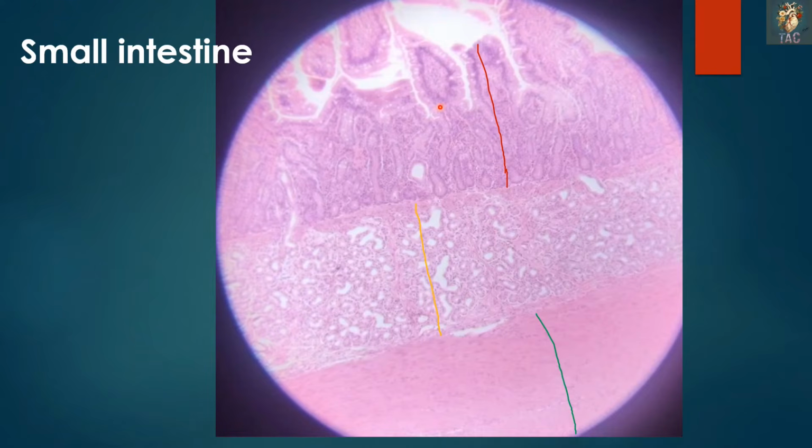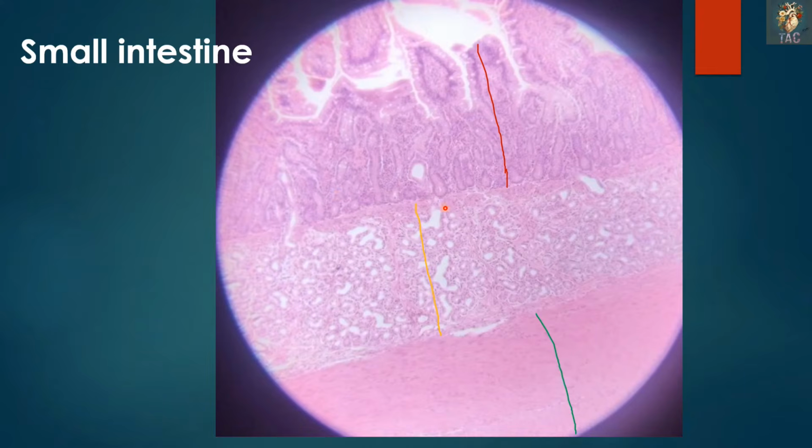So now moving on to the mucosa. Mucosa is thrown into folds forming the villi. So this is an important point to identify that this is the small intestine. You can see the villi which are present, the epithelium is simple columnar with a large number of goblet cells, and the crypts of Lieberkühn are present, forming the intestinal glands.